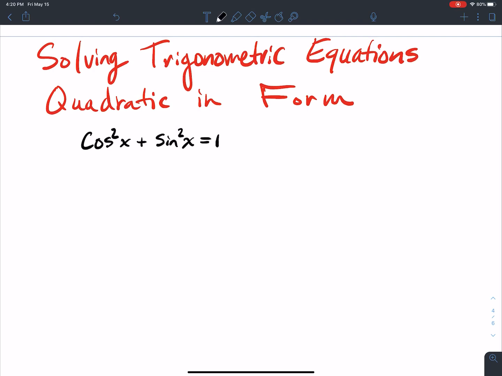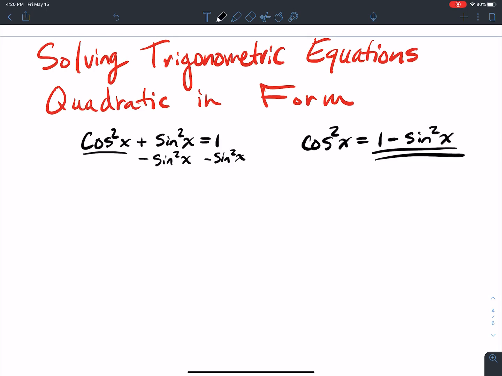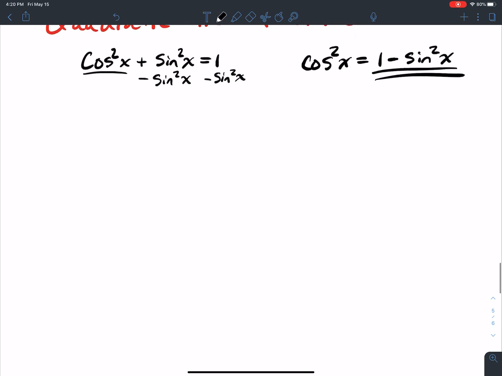So say you had a cosine squared x and you wanted to replace it in terms of sine squared, you could subtract sine squared x from both sides. And so now I can rewrite cosine squared x as 1 minus sine squared x. The goal in these types of problems is, if you've got a mix of sines and cosines, see if you can rewrite that quadratic term in terms of the same cosine or sine, and then see if you can factor or use the quadratic formula, whatever you have to do to figure out what the actual solution is. Okay, so let's work a problem.